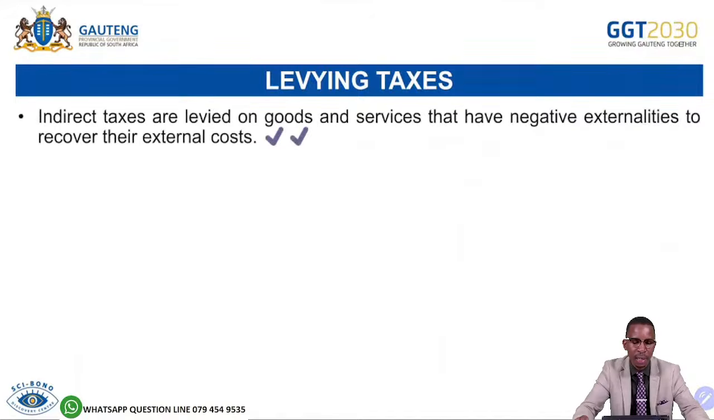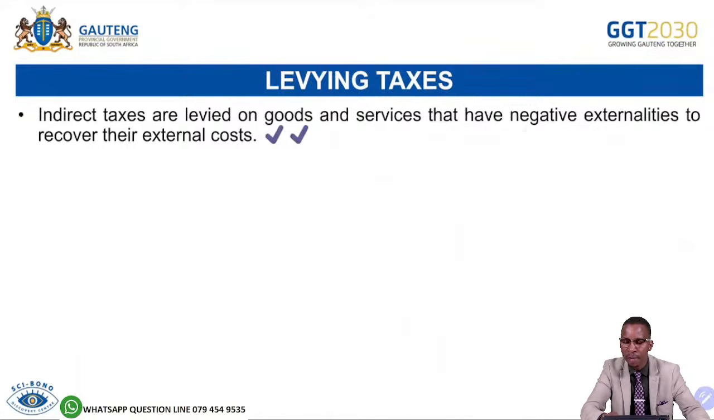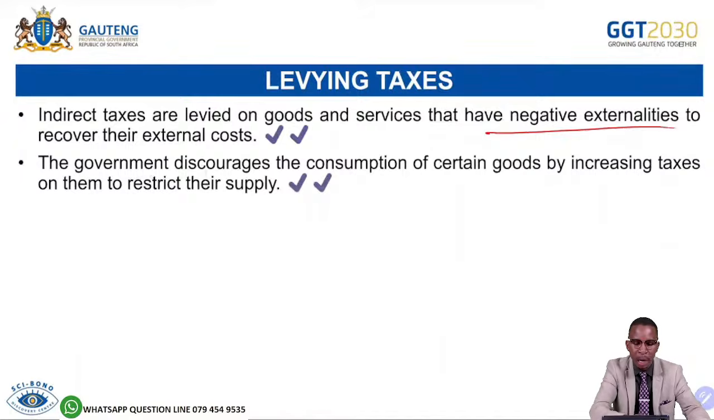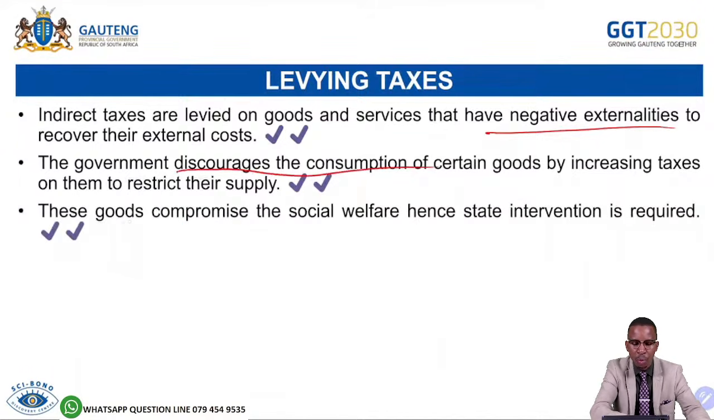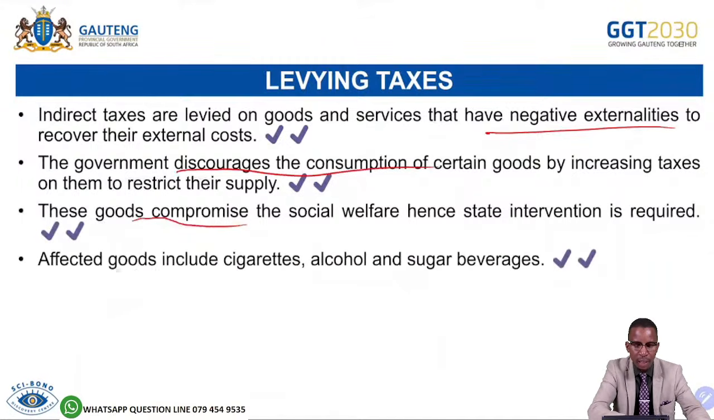Levying taxes. Indirect taxes are levied on goods and services that have negative externalities to recover the external cost and also reduce the consumption. The government discourages the consumption of certain goods by increasing taxes on them to restrict their supply. These goods compromise the social welfare, hence state intervention is required. Affected goods include cigarettes, alcohol, and sugary beverages.